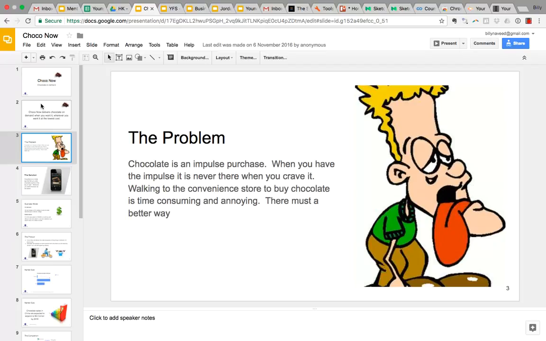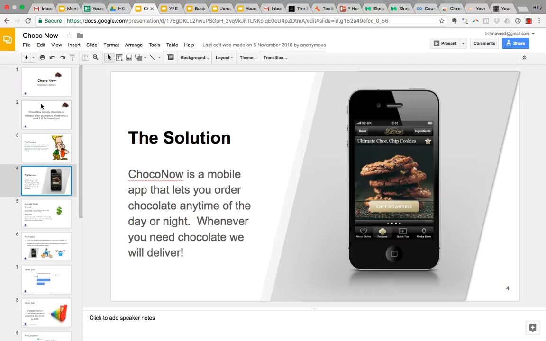So firstly, the problem: we talk about what the problem is with chocolate today. We talk about our solution. There is going to be an optional lecture, which they can choose to do, on actually creating a wireframe, but some people will choose not to. So they can show the solution here and on the product page, or they can choose not to.